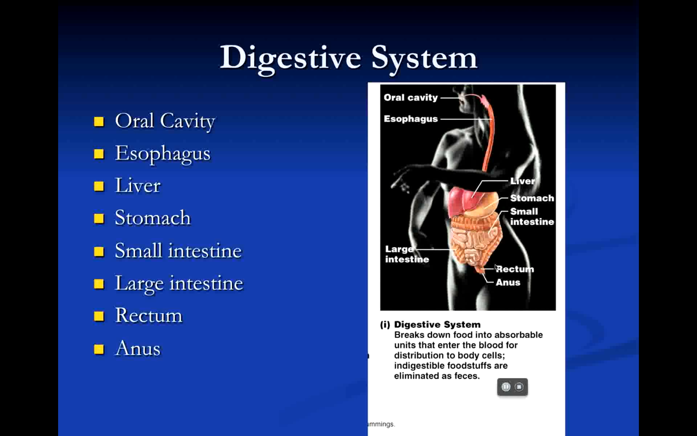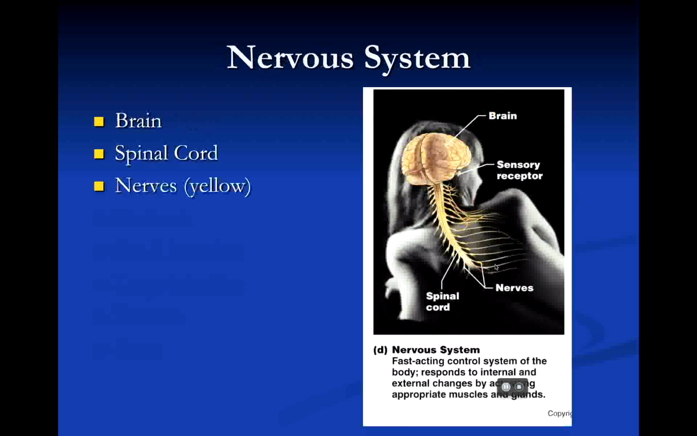Now, the liver is listed on here, and the liver is a part of the digestive system. It is considered an accessory to digestion because it provides secretions which are essential for healthy digestion in the stomach and small intestine.